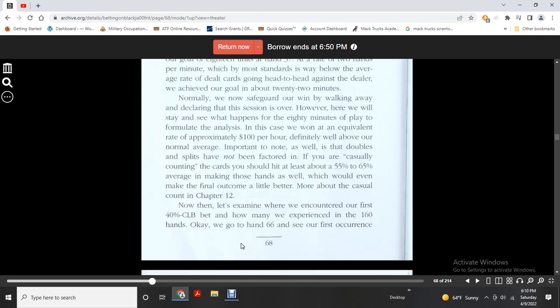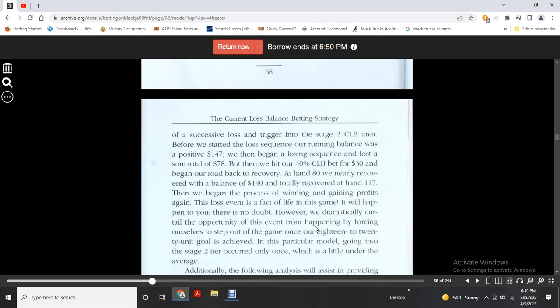Now let's examine how we encountered our first 40% clearance losing bet and how it played out over the 160 hands. Okay, we get a hand of sixes. See our first occurrence, a successful loss with the trigger line stage of the 2 clearance losing bet area, both the start of the loss sequence running balance and the deposit of the $147 that would begin a losing sequence that would sum to a total of $78. But then we hit our original 40% clearance losing bet of $30 at the beginning of our road back to recovery. At 80 we were now recovering the balance for the 144, totally recovering it at hand 117. This began the process of winning, gaining profit again.